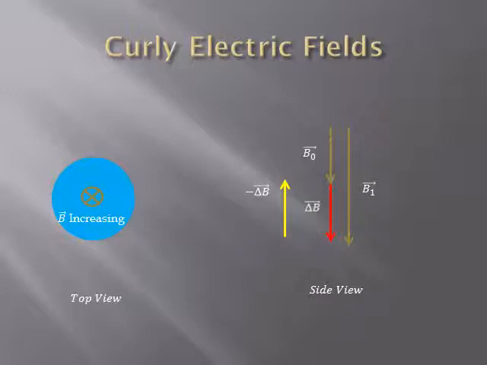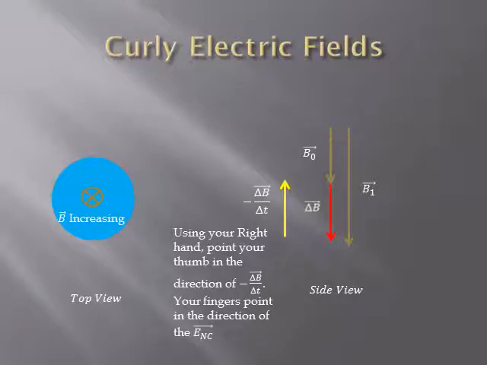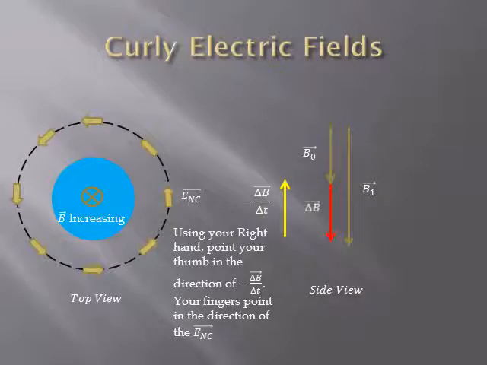So my negative change in B has to point up. My rate of change in B has to point in the same direction as my negative change in B. And so it points the opposite direction of the B field. So you point your thumb in the opposite direction of the original B field. In this case, which way would that be pointing? Would it be into the page or would it be out of the page? It has to be out of the page. So my fingers go around counterclockwise.